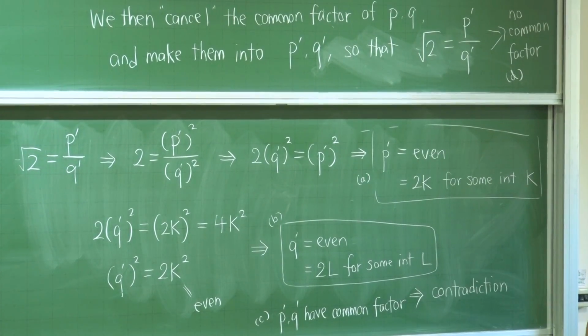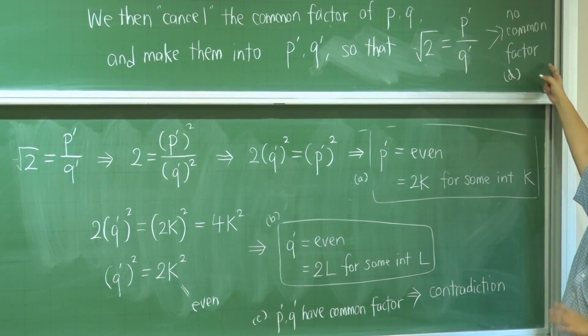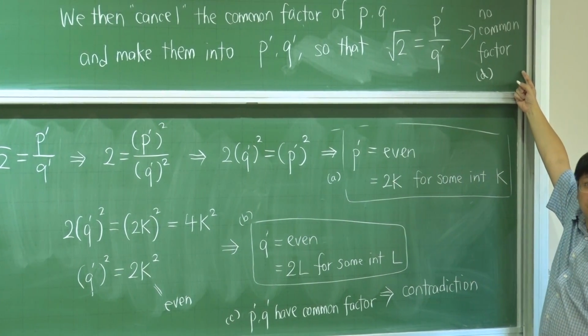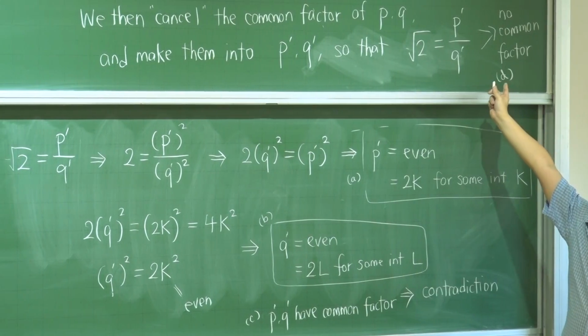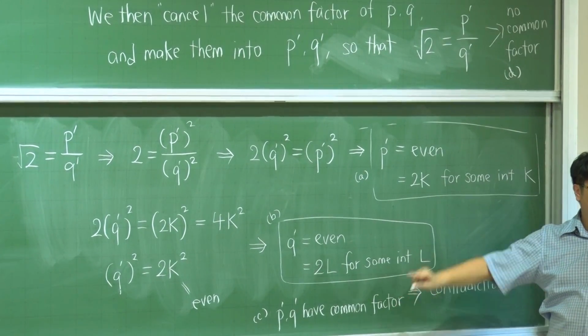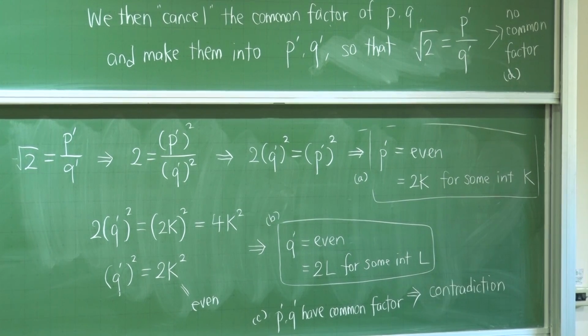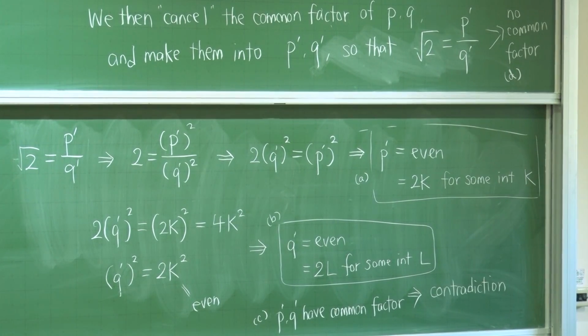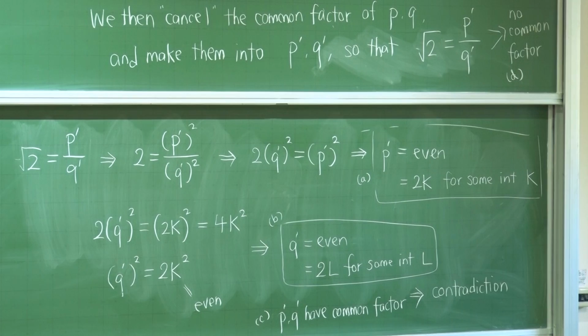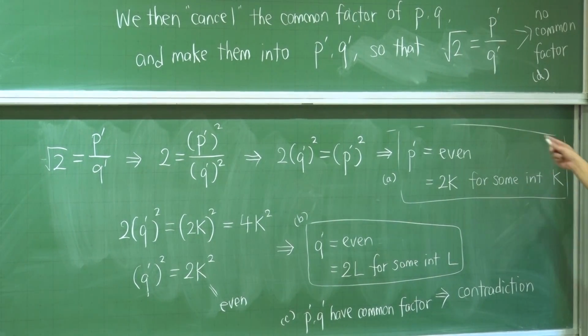C says p prime, q prime have a common factor. D says the choice of p prime, q prime is such that they don't have any common factor. One says they have a common factor, one says they don't. So these two together will give us a contradiction, always false. Is that okay? Good. So you understand the proof.